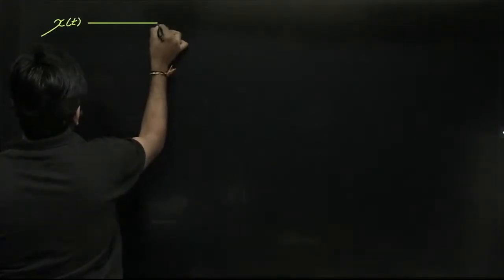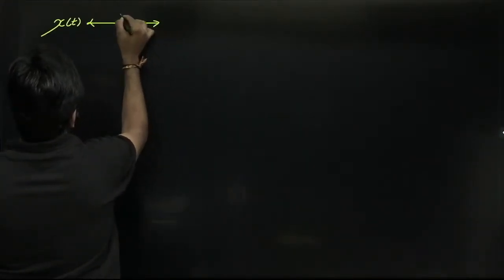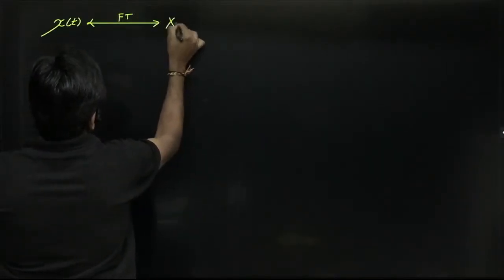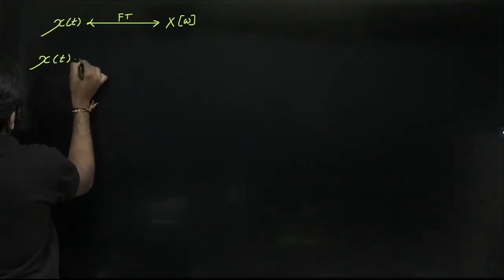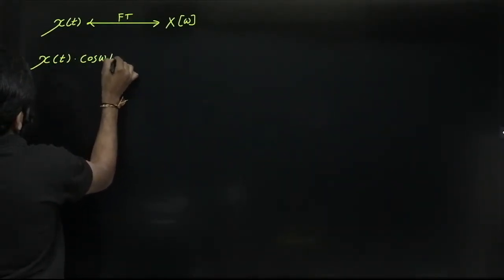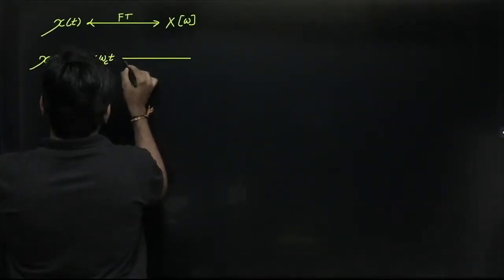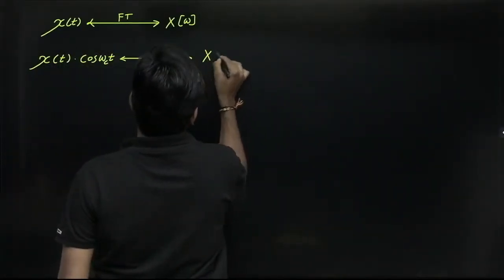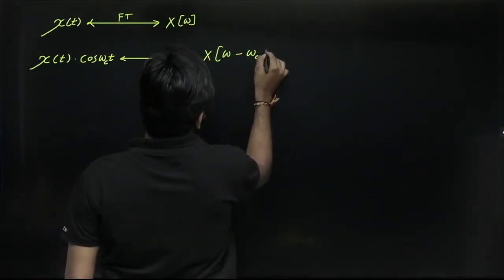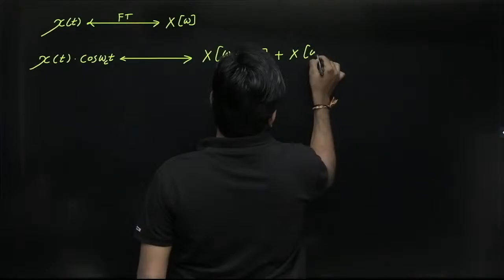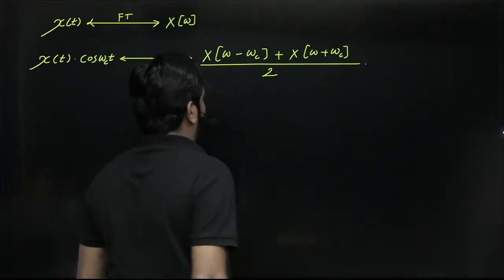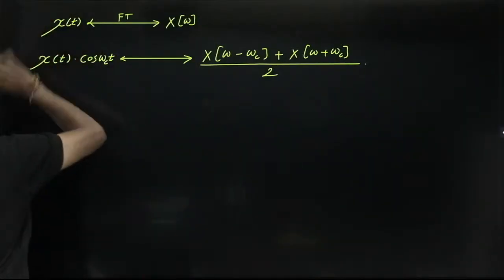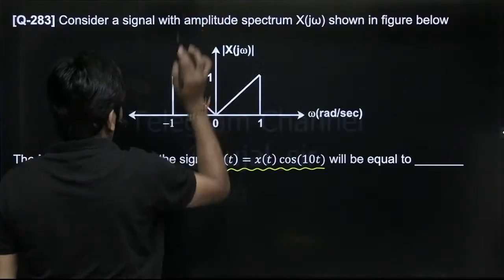What I am saying, if the Fourier transform of x of t is x of omega, then if you multiply x of t with cos omega ct, in communication you might have studied, then the spectrum will shift right side by omega c, left side by omega c, and amplitude is decreased by factor of 2, guys. Okay, so right side by omega c, left side by omega c, amplitude is decreased by 2.